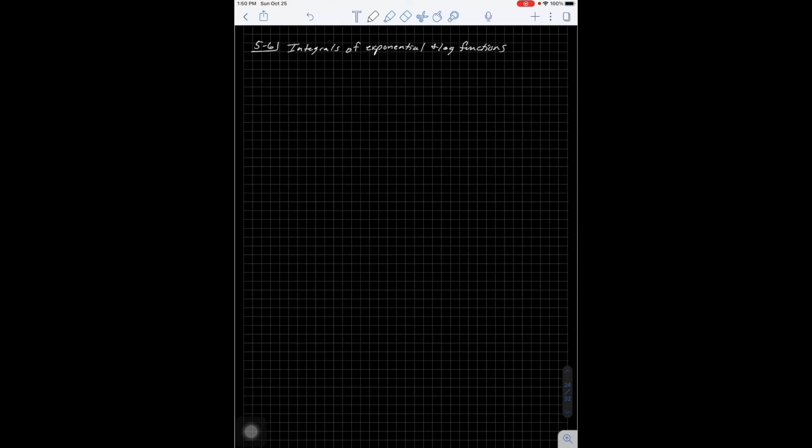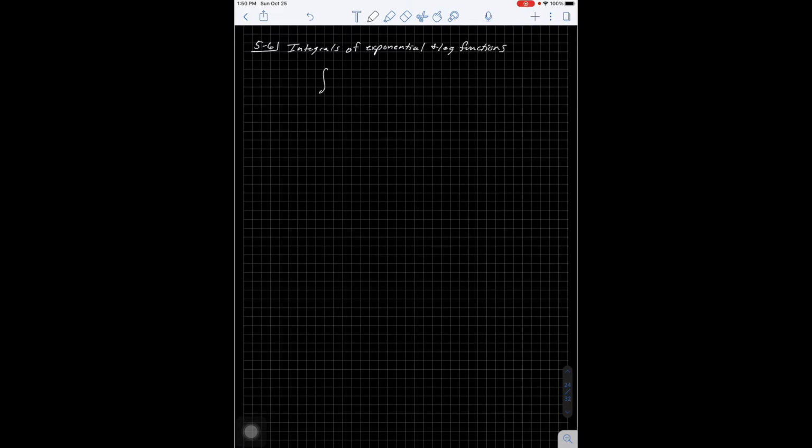Hey, today we're taking a look at section 5.6. We are talking about integrals of exponential and logarithmic functions. We did mention these informally in a previous section, but we're just going to formalize the formulas for these. We're going to start with exponentials.